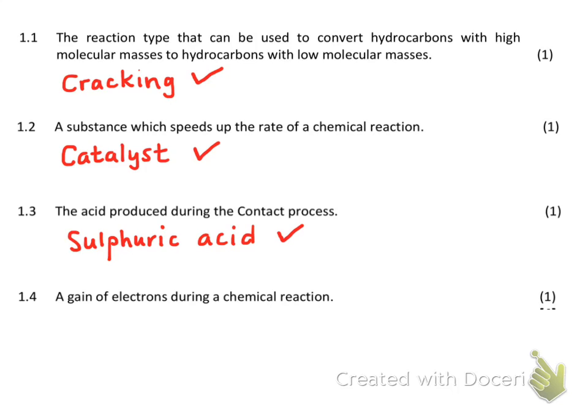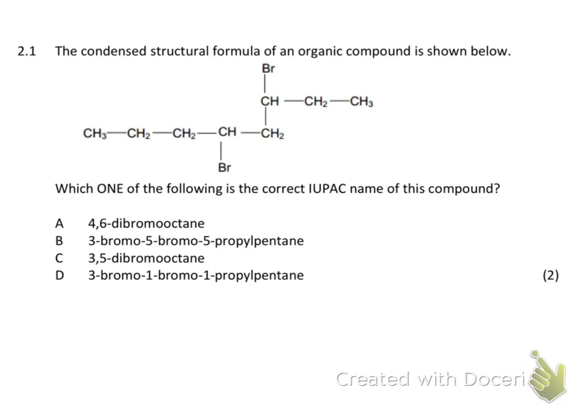And finally 1.4, a gain of electrons during a chemical reaction. The little acronym OIL RIG: oxidation is loss and reduction is gain. So the correct answer there is reduction, and that should have given you your 4 marks for question 1. On to the multiple choice.